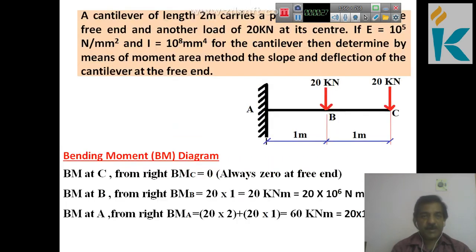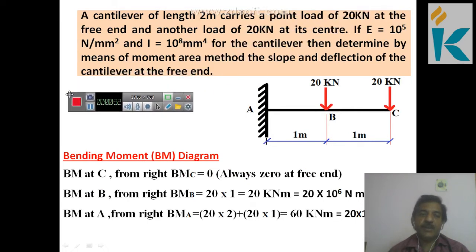Now we are going to see the problem. So the problem is a cantilever type of arrangement. There are 2 point loads given in the problem. A cantilever of length 2 meter carries a point load of 20 kN at the free end and another load of 20 kN at its center. If E equal to 10 power 5 Newton per millimeter square and I equal to 10 power 8 millimeter power 4 for the cantilever, then determine by means of moment area method the slope and deflection of the cantilever at the free end. So they are asking slope and deflection at the free end.